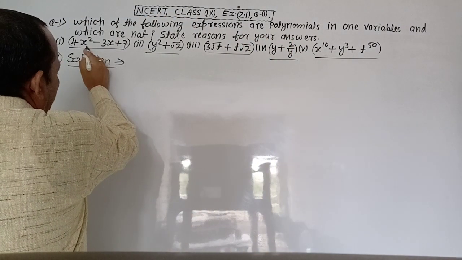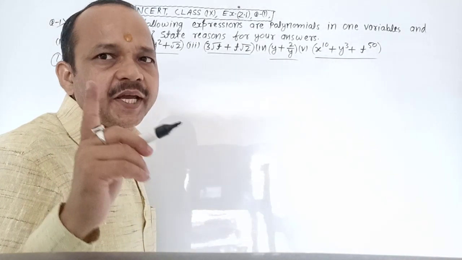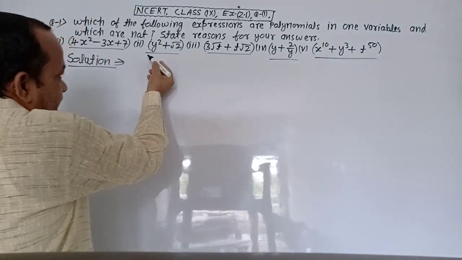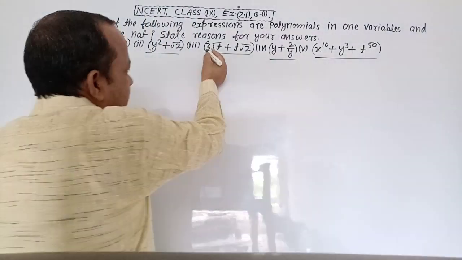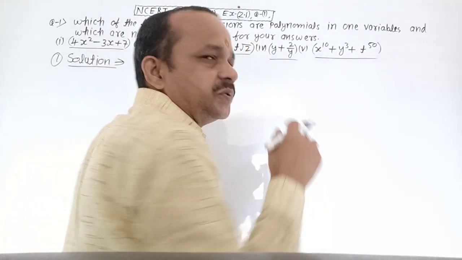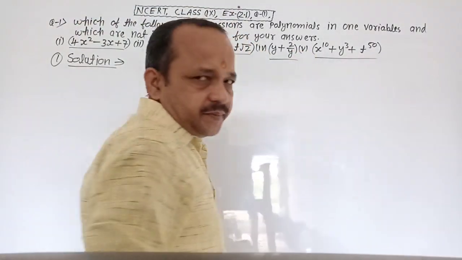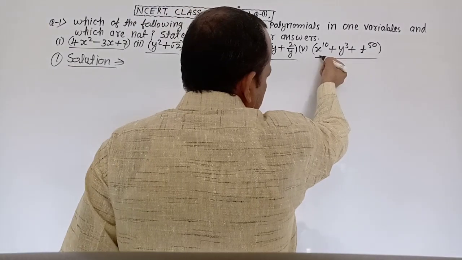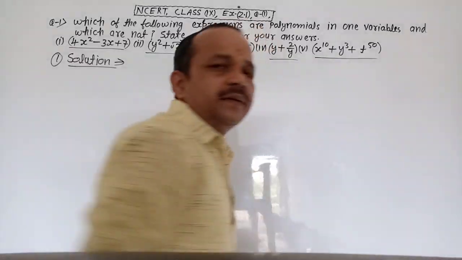First, 4x square minus 3x plus 7. It is the first expression. Clear? Second expression, y square plus root 2. Third expression, 3 root t plus t root 2. Clear? Next, y plus 2 over y. Next, x power 10 plus y power 3 plus t power 50.